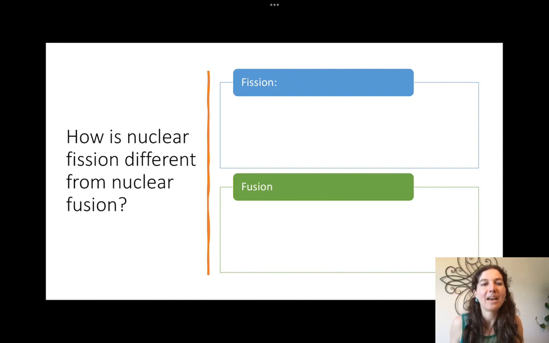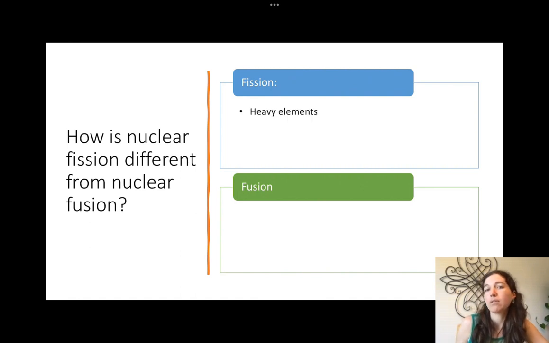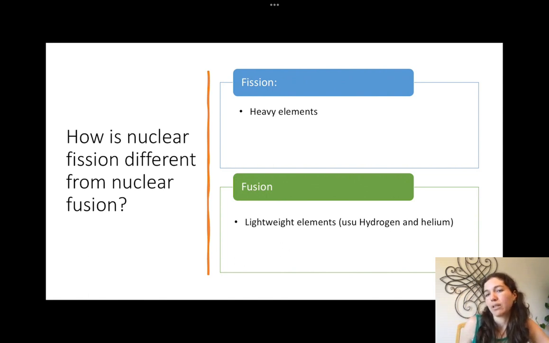Okay, so now I'm going to ask you, after learning all of this, see if you can distinguish the differences between nuclear fission and nuclear fusion. So there should be about 2 or 3 things that you can list for each. So some of the major differences between fission and fusion. Fission, one of those is it happens with heavy elements. Nuclear fusion, this happens with lightweight elements, so usually like hydrogen, sometimes helium.